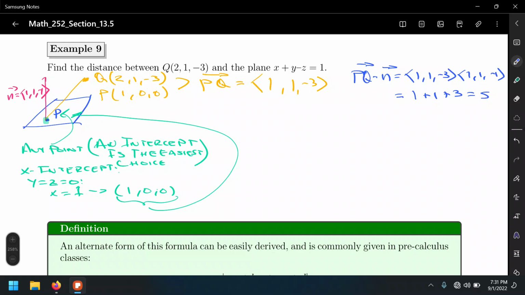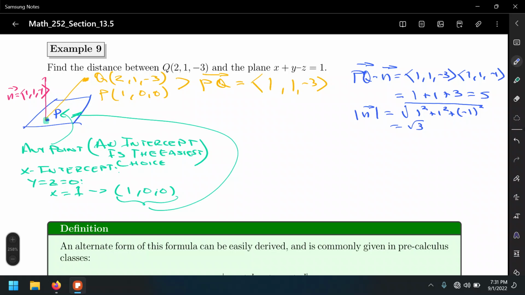We also need the magnitude of the normal vector. And that's the square root of 1 squared plus 1 squared plus negative 1 squared. Those are the components. And that's the square root of 3. All right? So we have all the information that we need.